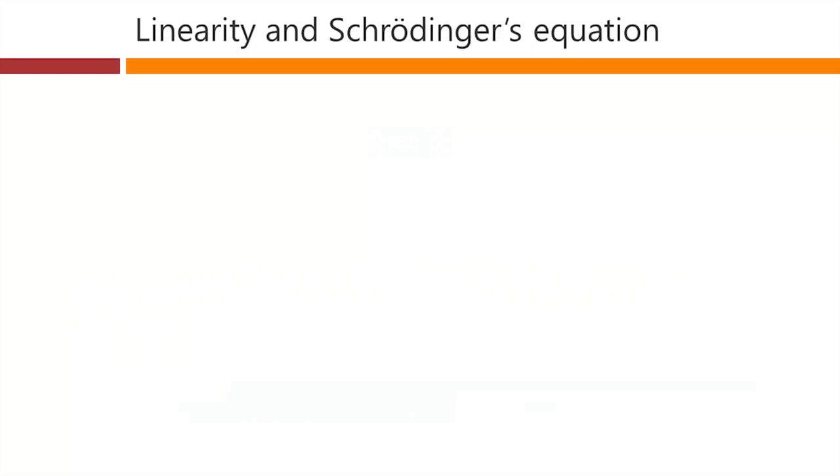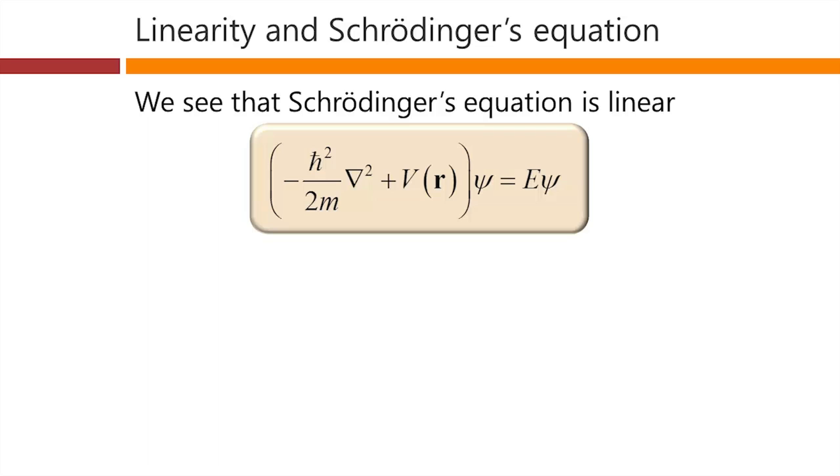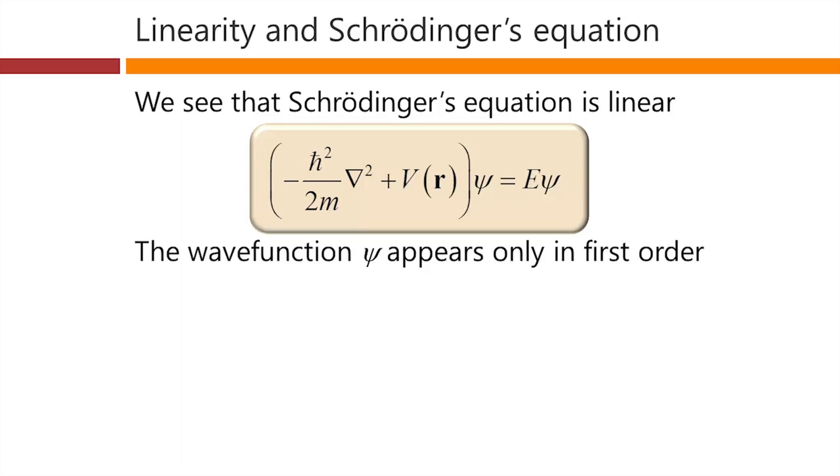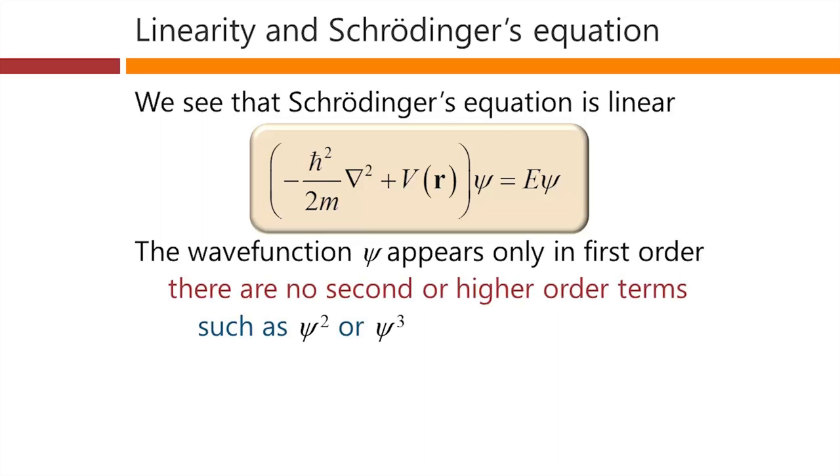One of the most important mathematical aspects of Schrödinger's equation is that it is linear. Now, we've talked a little bit about this concept before, but we can see explicitly here that Schrödinger's equation is linear. In particular, one thing that we notice is that the wave function psi only appears in first order. That is, there are no psi squared terms or psi cubed terms or any other higher order terms anywhere in this equation.